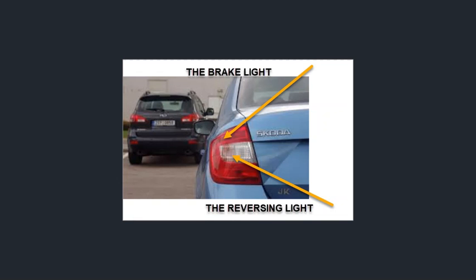These are the rear lights. The red light is the brake light, and the white light is the reversing light, so that people know you are driving backwards. Brake light, reversing light.